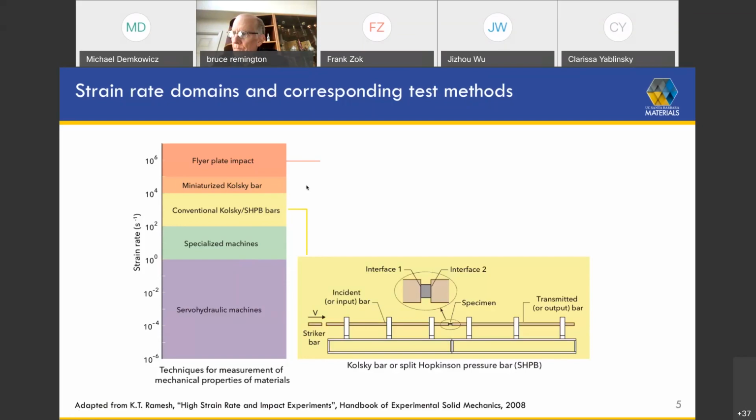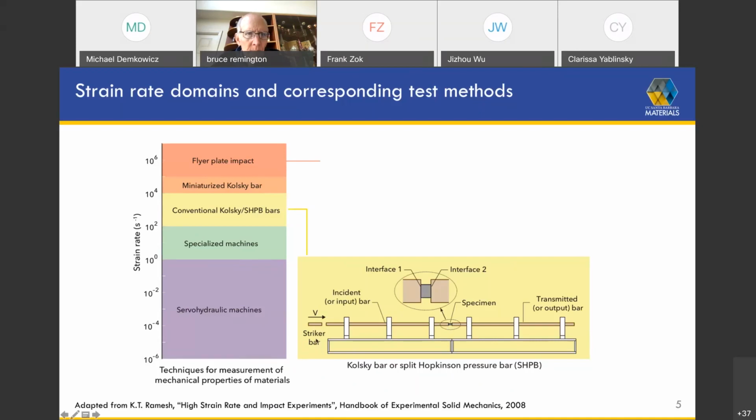So a couple of schematics just to show the machines that are used. So this is the Kolsky bar. There are 3 bars involved in the test. There is a striker bar, there's an incident bar, and a transmitted bar. The specimen sits between the incident bar and the transmitted bar.